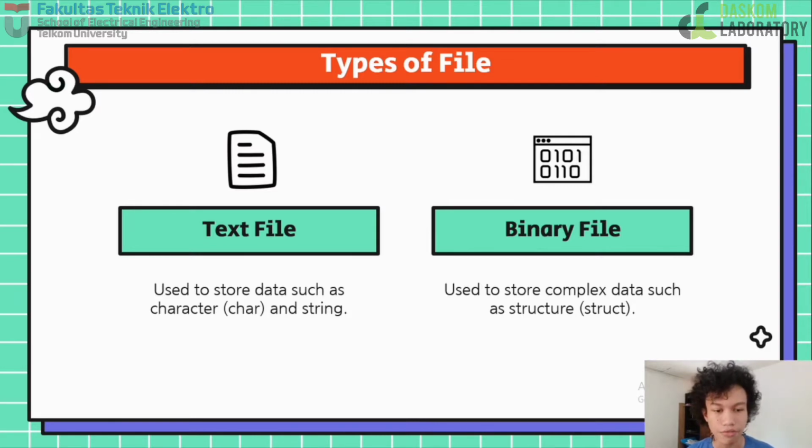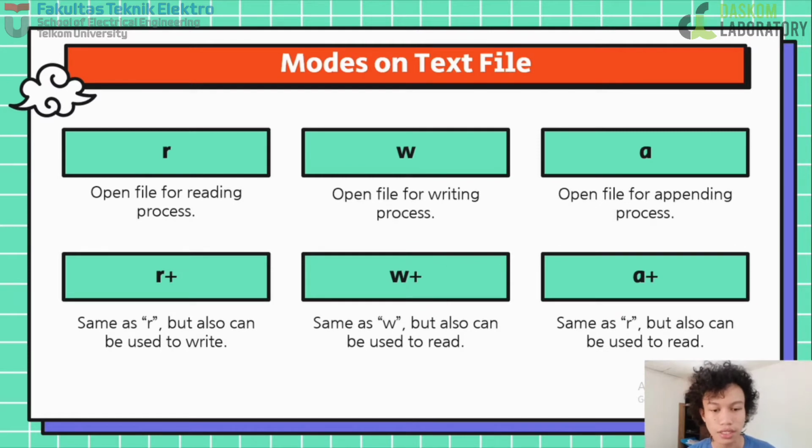Also, there is a difference between both of them, which is when using the mode argument in the fopen function. In text files, you use what I already explained before, which is R, W, and A, or with the plus counterpart.